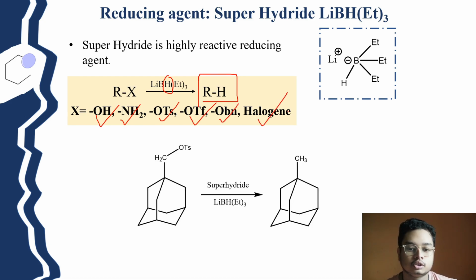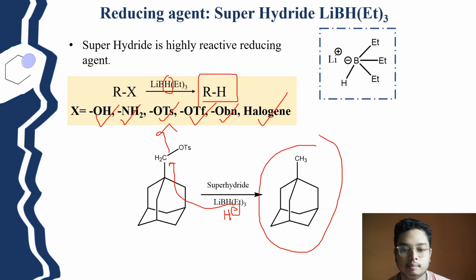Okay, so here is a simple example. Here you can find this particular cage type of molecule, which contains a CH2-OTs bond. So the superhydride's hydride attacks here, and via the SN2 mechanism it will generate this particular compound. Okay, and the structure is something like this.